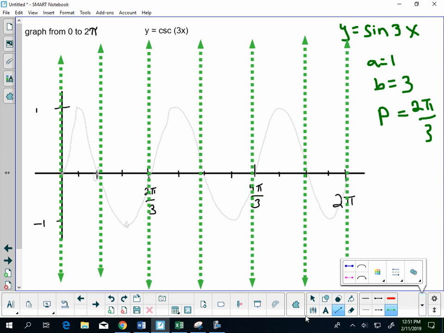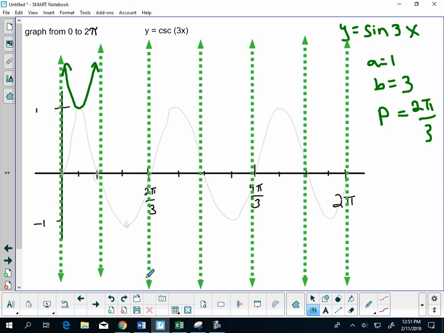Now that we've got that, we're going to go ahead and sketch our actual cosecant graph. There's our first one. And then again, use those asymptotes to help guide you. You don't ever want to cross an asymptote.